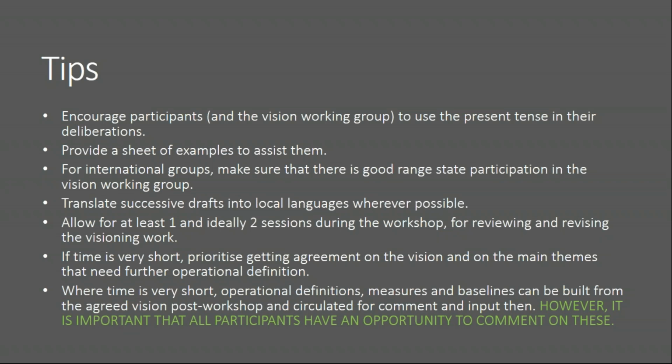Allow at least one, and ideally a couple of sessions during the workshop for reviewing and revising the visioning work. Sometimes it's not the case, but often people are very interested in the visioning component. If time's short, prioritise getting agreement on the vision and the main themes for operational definitions, and usually that's enough to get reasonable license to go and work in a more detailed way with a smaller group outside of session, but noting that everyone at the workshop needs to be able to see and comment on it, and be comfortable with whatever comes out of that ultimately.